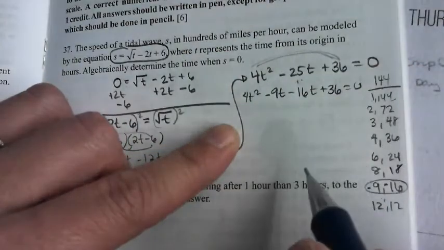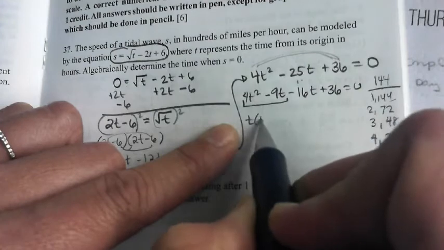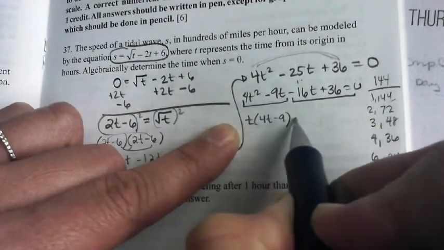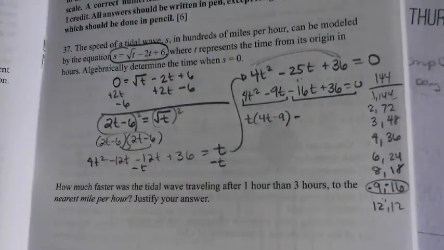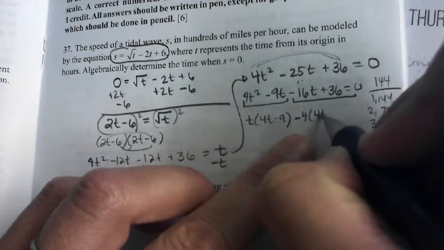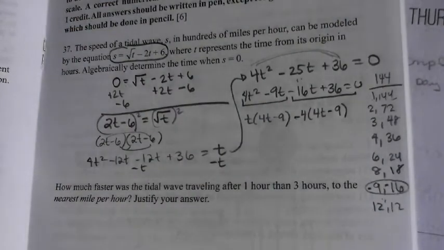And I factor by grouping. So my first group, pull out a t. I'm left with 4t minus 9. My second group, pull out a negative something, 4. And I'm left with 4t minus 9. So did grouping work? Of course it did. If you find the two numbers, grouping should work.